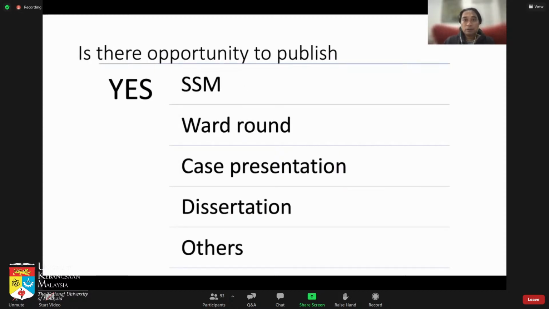Is there any opportunity to publish? SSM is a special module for medical students. There are a lot of opportunities. Yes, there are many opportunities. SSM is one of them.